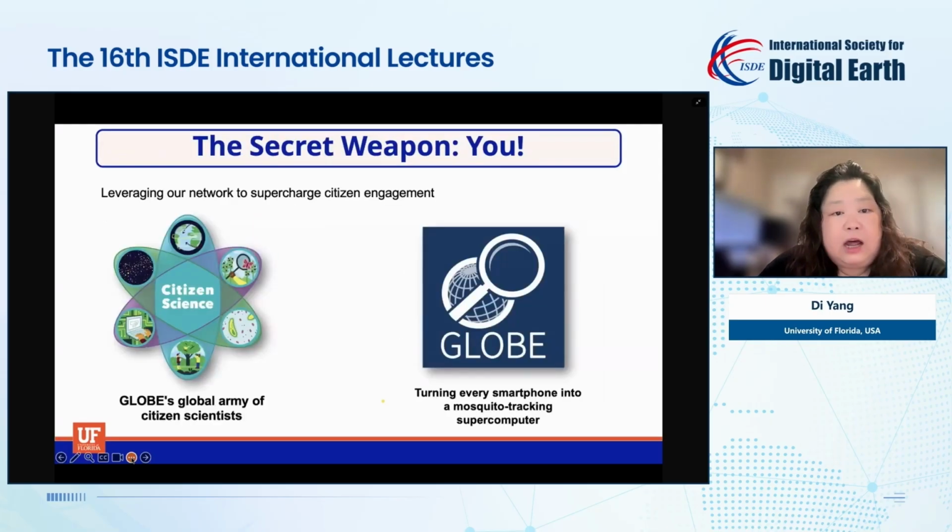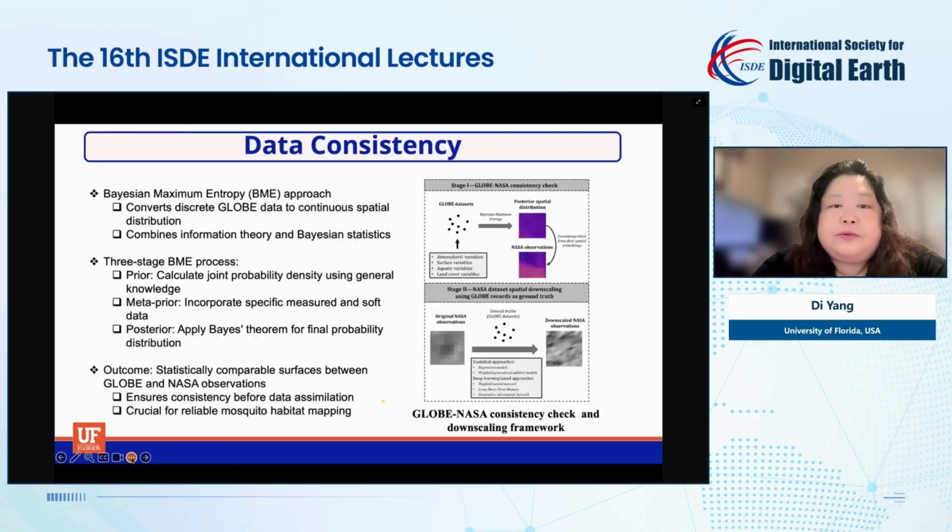In a lot of cases, if we want to study mosquito habitats and increase the data density, we are really calling for public attention to contribute data to those platforms. What we really want to fight against is the spatial data inconsistency. So we will develop a BME approach, the Bayesian maximum entropy approach, to apply to the global data sets to turn them into a continuous surface.